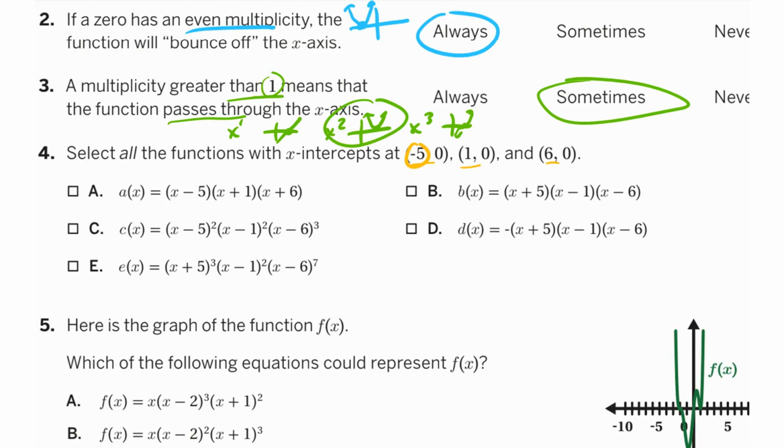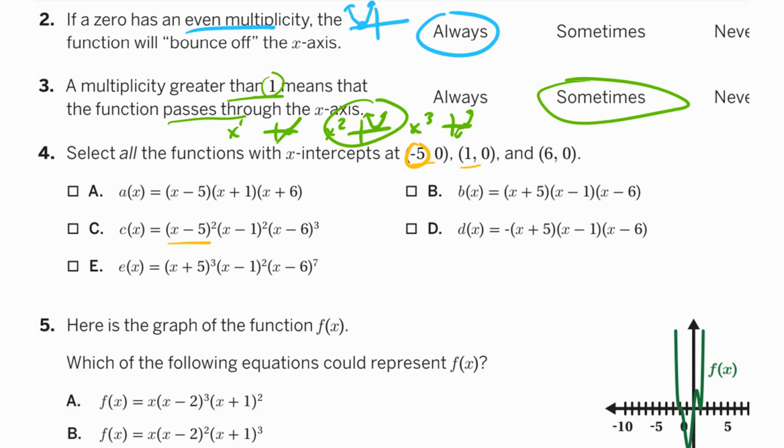Same thing with c here, but with b, if I were to plug in -5, well, -5 plus 5 is 0, and then 0 times all this other stuff makes it 0. So I'm really looking for this first one here, which ones have that x plus 5 in it.